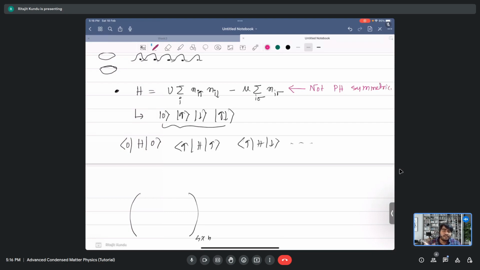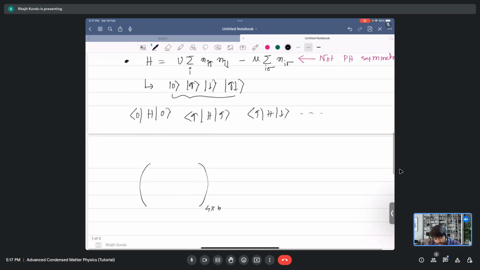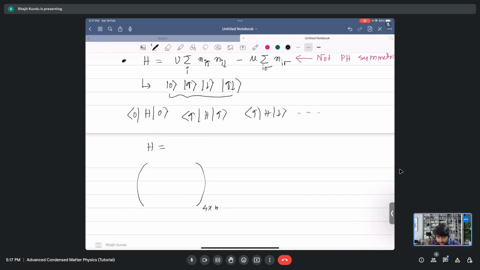So we can actually add some constant terms into this Hamiltonian to make it particle hole symmetric. You can check that. If I write the Hamiltonian as something like U sum over i of (n_i up minus half)(n_i down minus half) minus mu sum over i, sigma of n_i sigma, then this Hamiltonian is actually particle hole symmetric. Sometimes it is easier to deal with this.